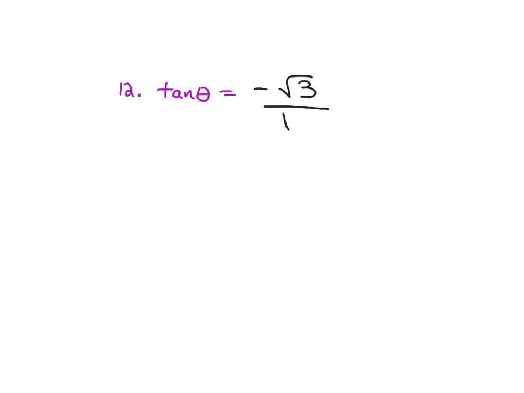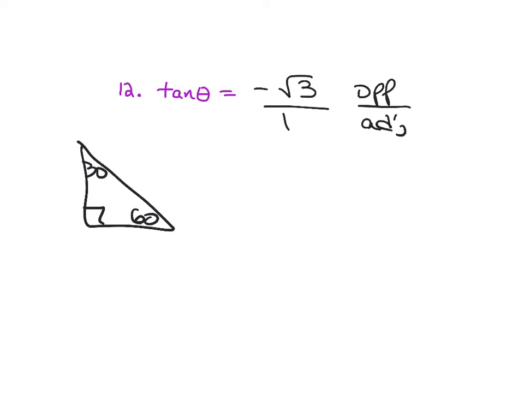When I see a root 3, which triangle am I working with? 30, 60, 90. Good. So 30, 60, 90. Remember, tangent is opposite over adjacent. So let's label our sides. This is root 3, this is 1, this is 2.